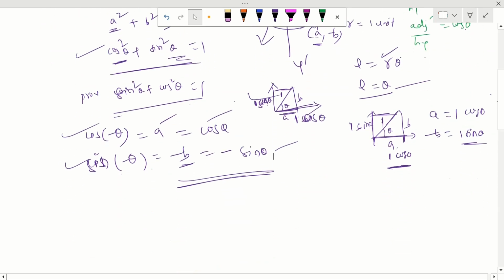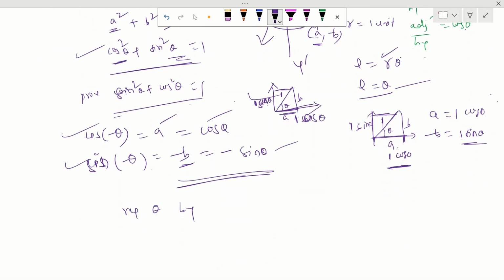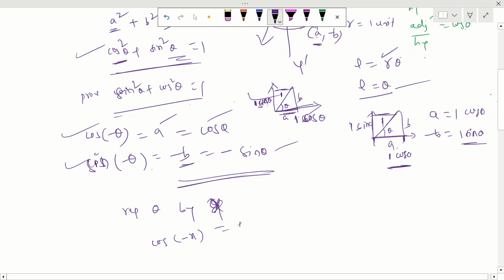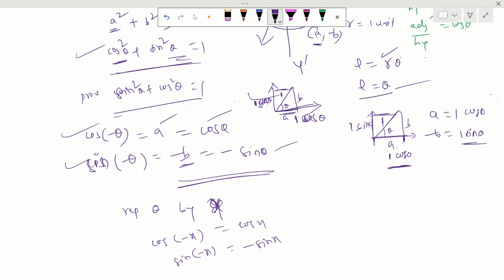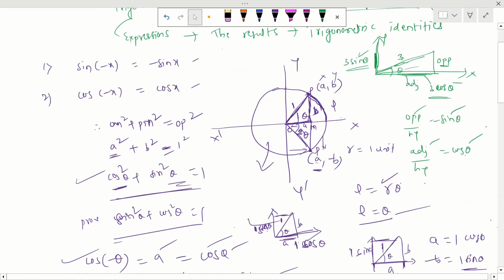You just write here: replace theta by x. Then cos of minus x is equal to cos x, and sin of minus x is equal to minus sin x. Whatever the angle may be, whether it is x, y, z, or anything else. Now this is proved.